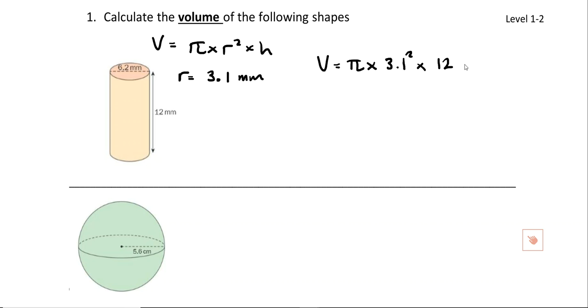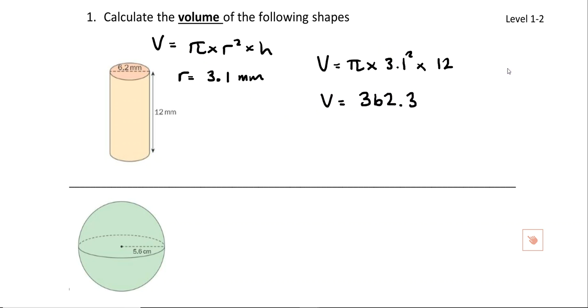Lots of people did, a couple of people didn't, but then there's no way of giving you marks if you don't do anything and your answer's just wrong. And the answer should be, if we work that out, 362.3, okay, or whatever you round it to.